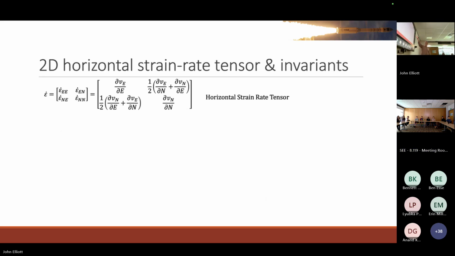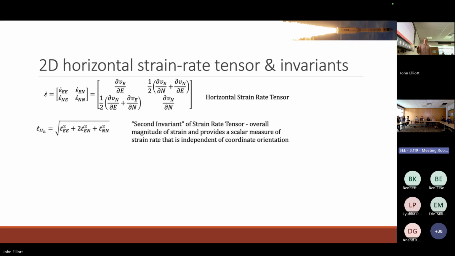Now, rather than presenting it as that tensor, the maps that I'll show you later on tend to give a nice picture of a magnitude. And we call that the second invariant, even though it strictly isn't. It's a norm in the matrix. But the second invariant gives you the overall magnitude of the strain, and that's how you get it from the sum of the squares of those components. And it's a good way of giving you a colour scale map.